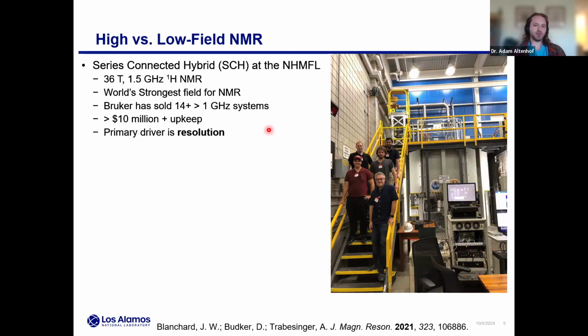I think it's worth noting the reason we're going to this gigahertz class really is resolution. I don't know that SNR is really a problem at 9 and 14 Tesla and so on. Really, we're talking about resolution.